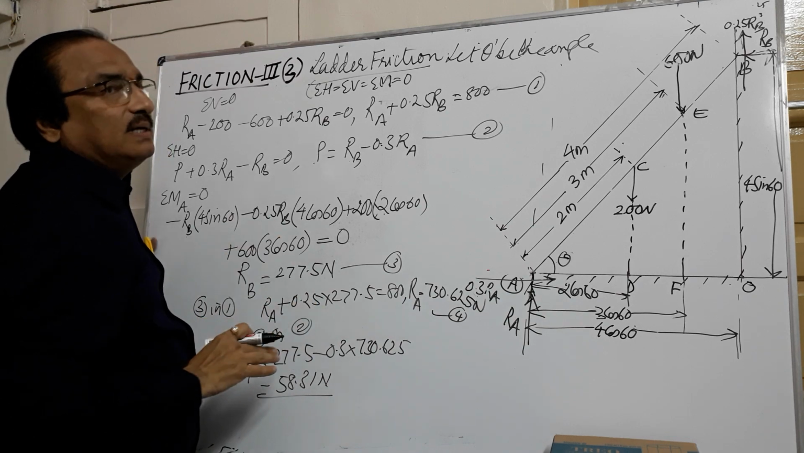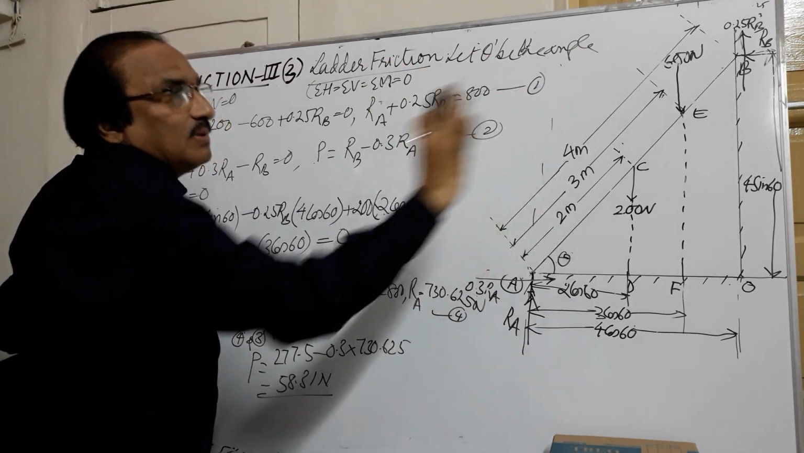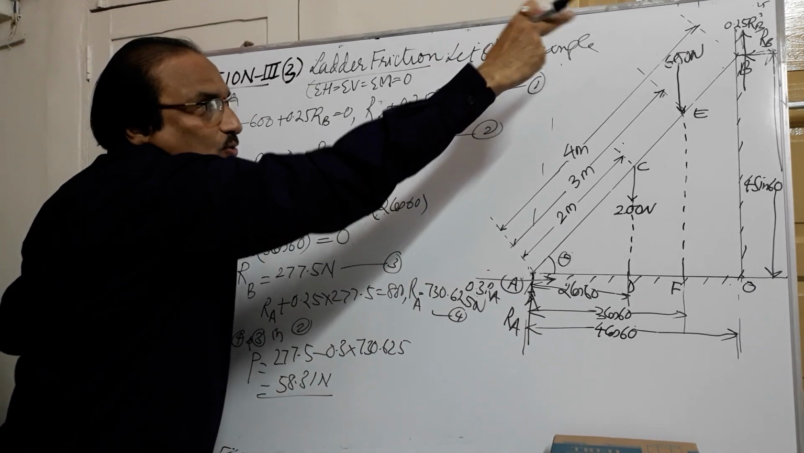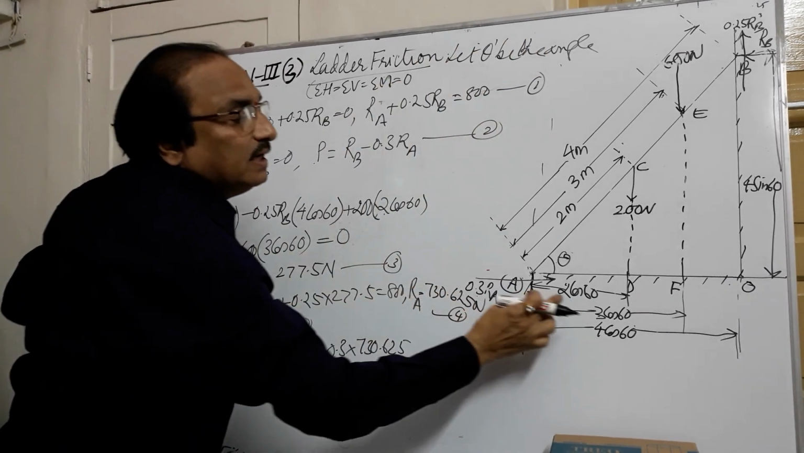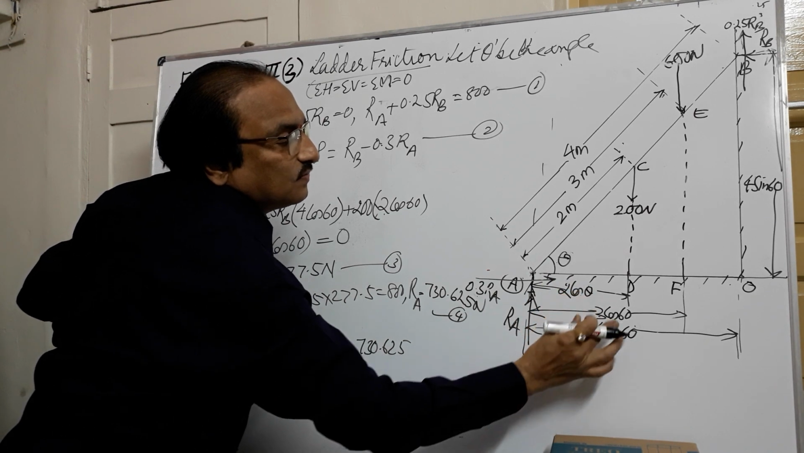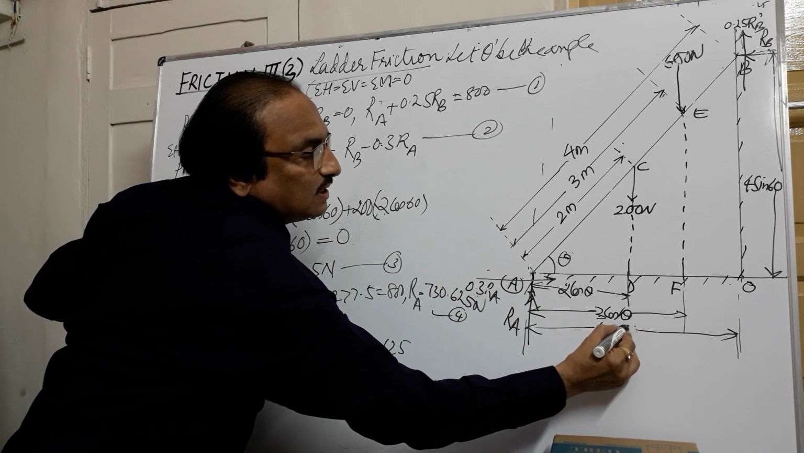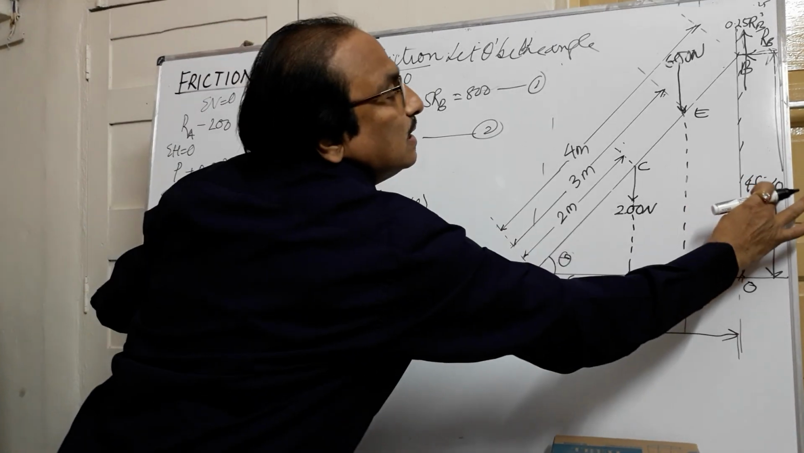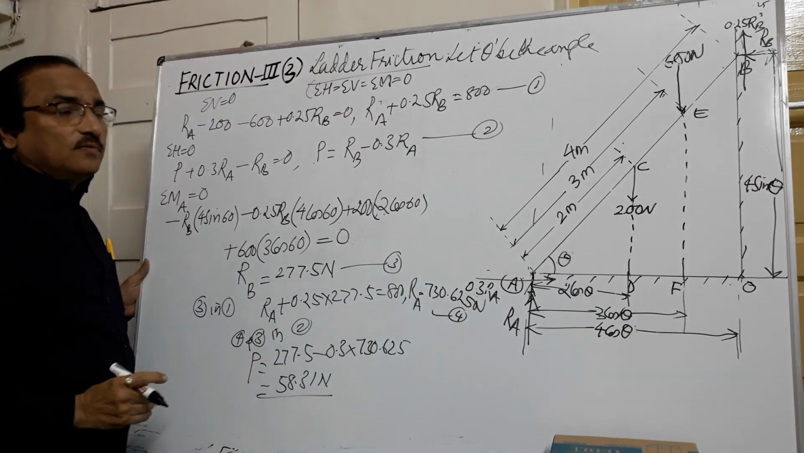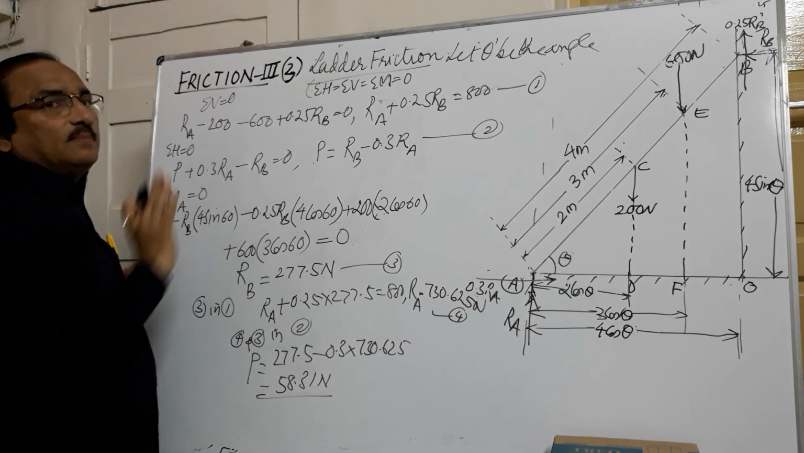Now the procedure remains the same. The figure remains the same, the free body diagram remains the same: RB, same RA, same 0.3 RA, same 0.25 RB. Only change is that you will not be knowing the angle, so these will all be in terms of theta. Theta is not known to you, you will have to solve for theta. P has gone. Again we will use the same principle here.